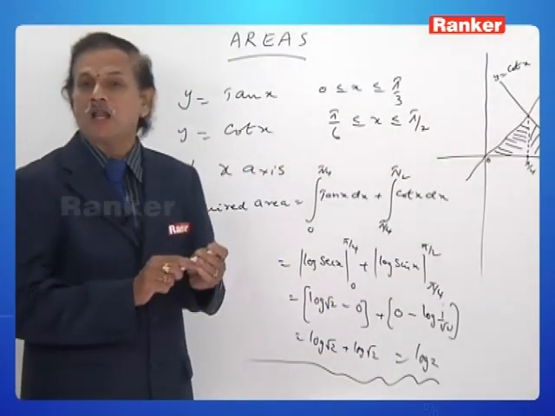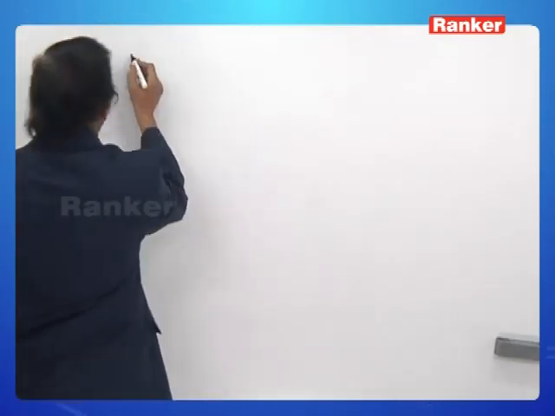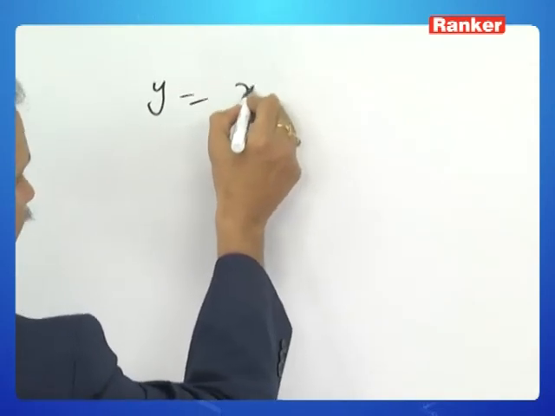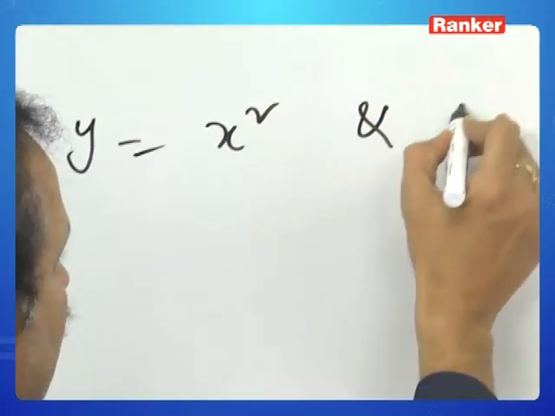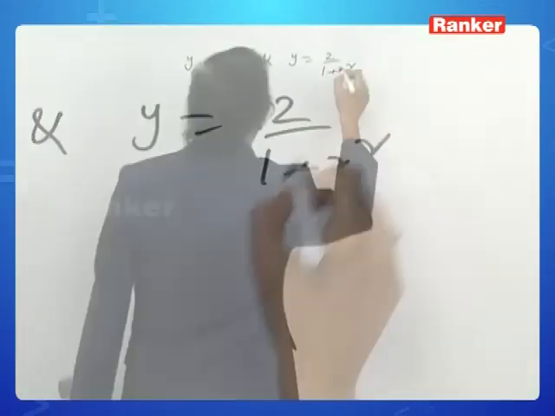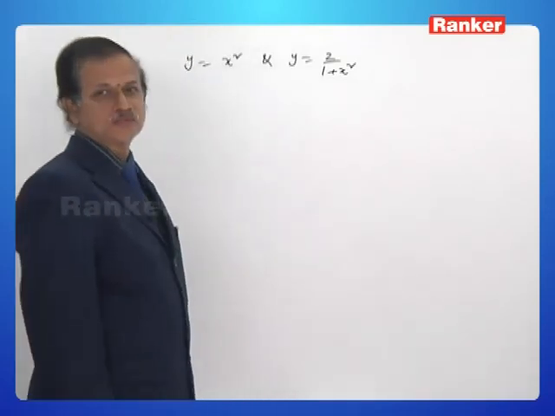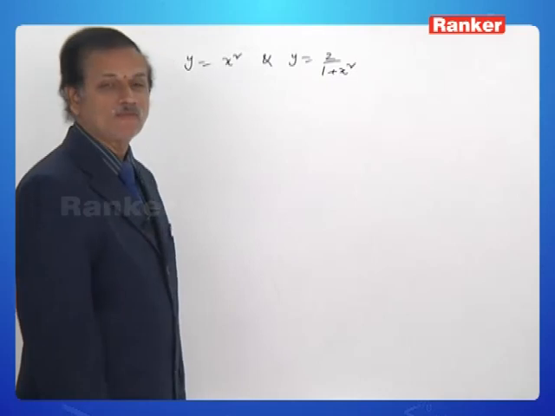The next question is, find the area bounded between y is equal to x square and y is equal to 2 by 1 plus x square. Y is equal to x square and y is equal to 2 by 1 plus x square.